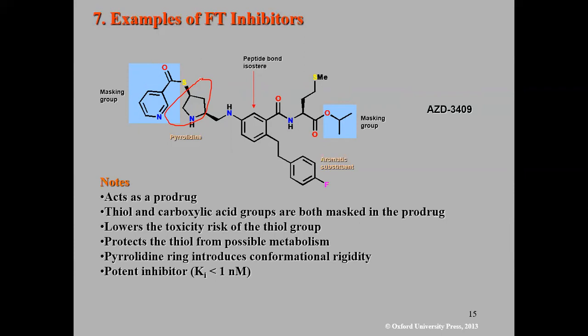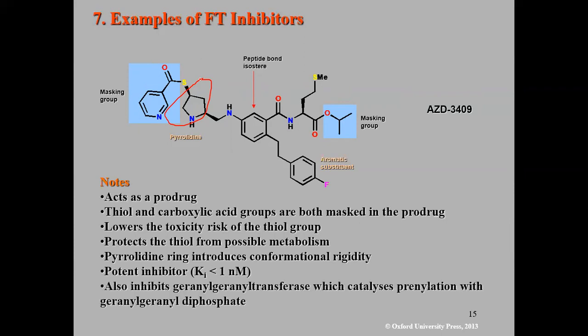The Ki for this inhibitor is just less than 1 nanomolar. And I think you know what Ki means. Also, this inhibitor inhibits geranylgeranyl transferase, or GGTase, which catalyzes prenylation with geranylgeranyl diphosphate. And we will talk about that later. Agents that inhibit both enzymes are potentially advantageous, or as they thought.